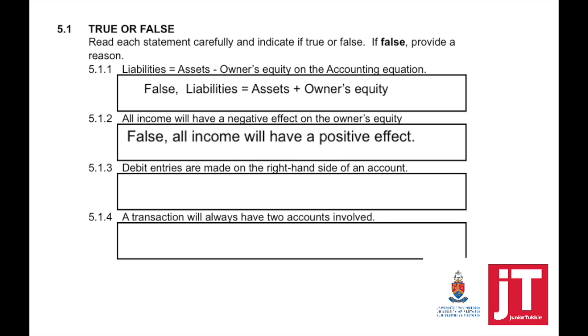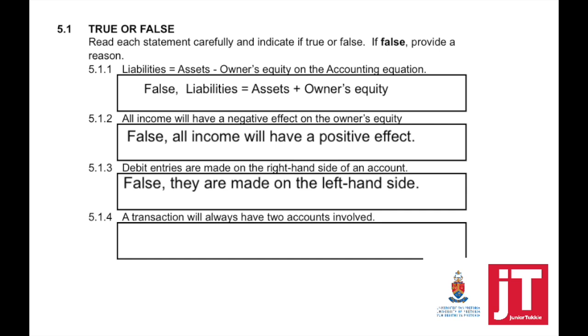The third one, debit entries are made on the right-hand side of an account. It is important to understand a T account has a debit side, which is called the left-hand side, and a credit side, which is called the right-hand side of the T account. So this is going to be false. This is made on the left-hand side, all debit entries.